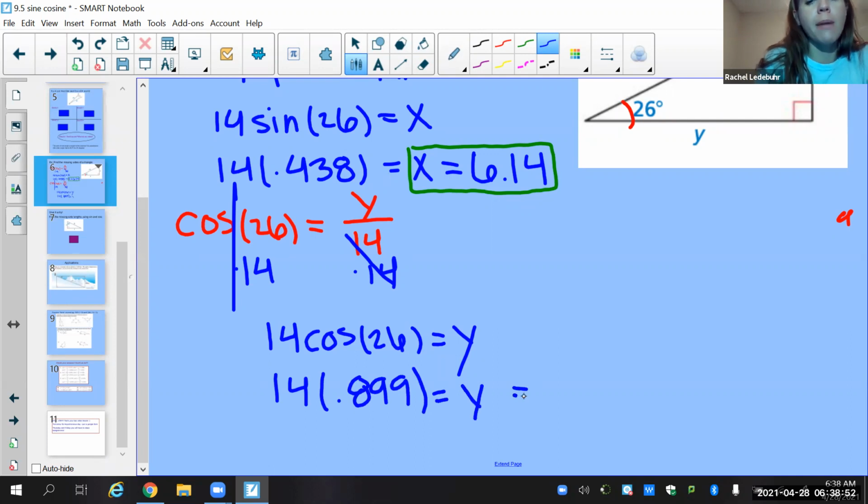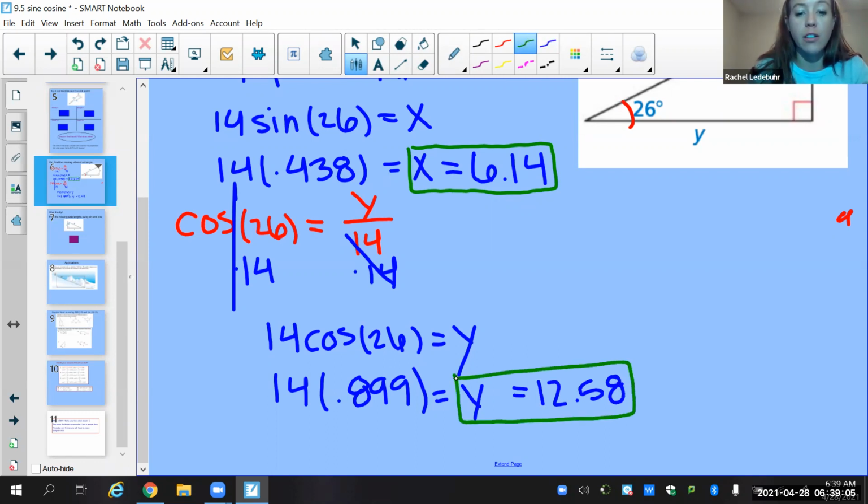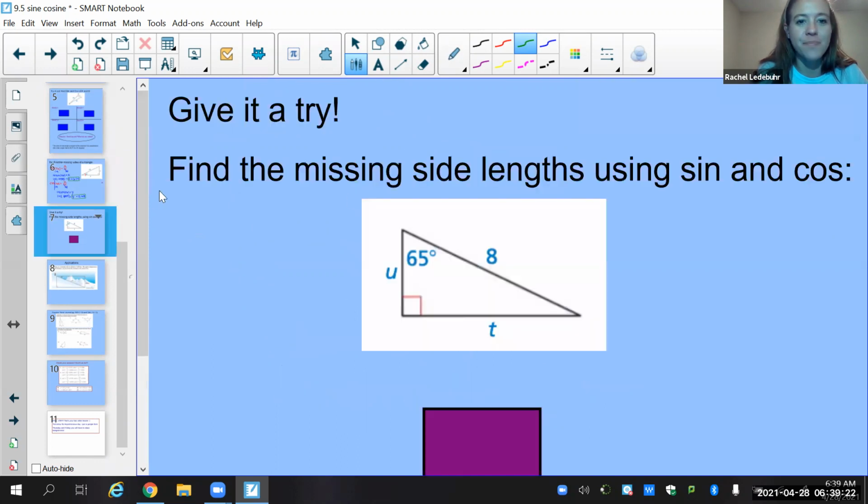And if we multiply that by 14, we'll get 12.58. Again, your phone calculator does the exact same thing. You just have to press the 26 first. So do 26 cosine, and then you can multiply your answer there by 14 to get the 12.58. All right, so now we've completed our triangle. We've found both sides.